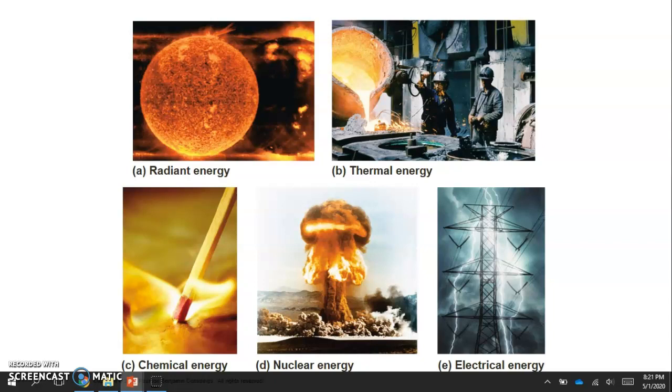Nuclear energy, typically we think about that when we think about nuclear reactors that give us power, right? Typically the source that's used for that is uranium, and you can do fusion or fission reactions, and we talked about that back when we did radioactive chemistry. I think that was in like unit 2. It seems like forever ago now. And then electrical energy, which is the energy from electric current.